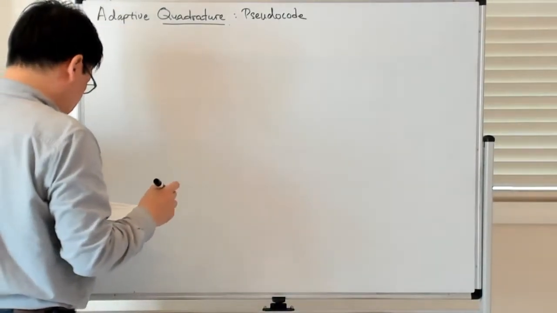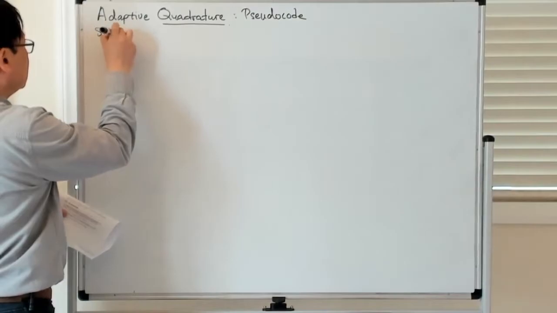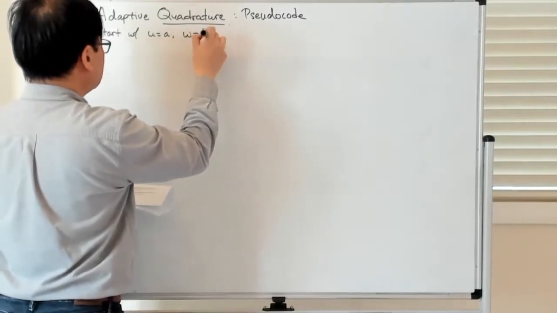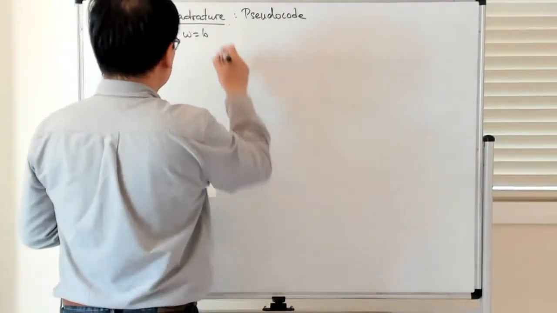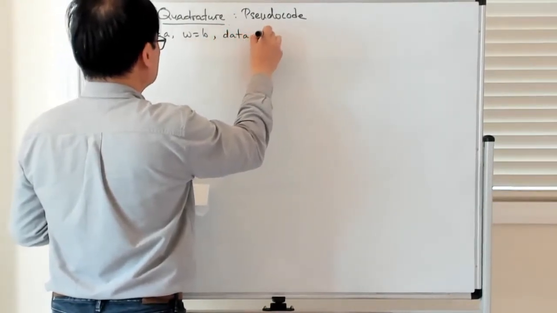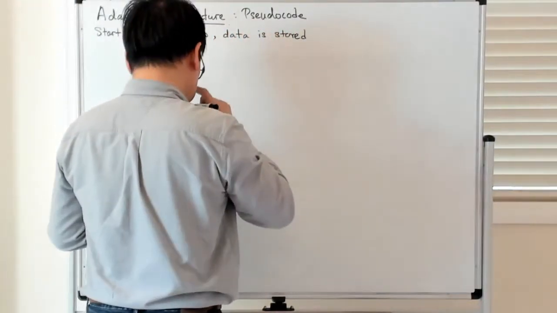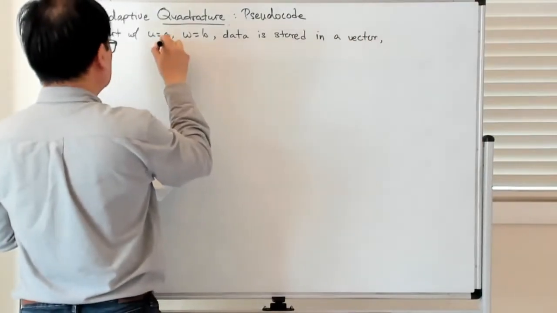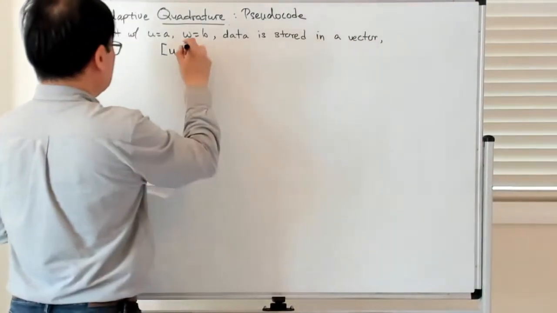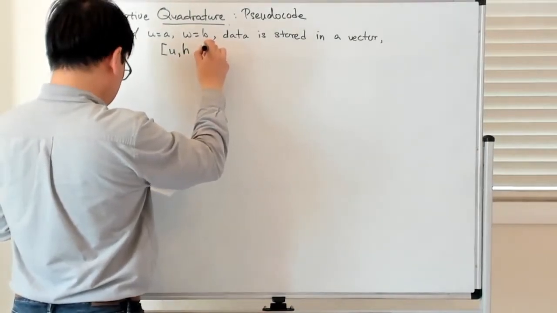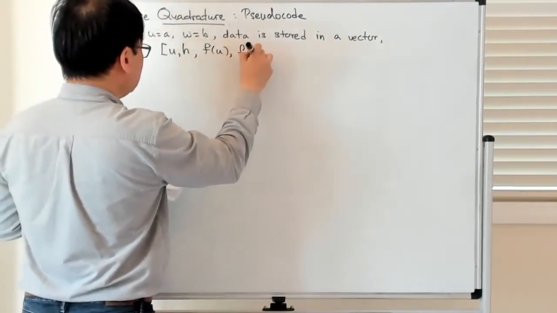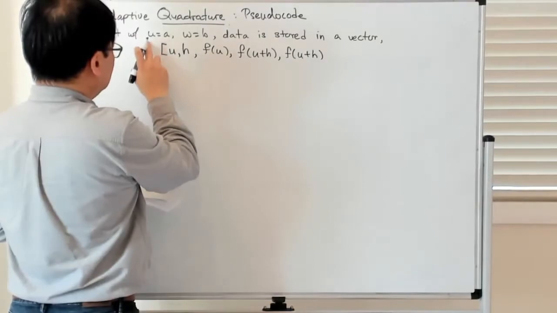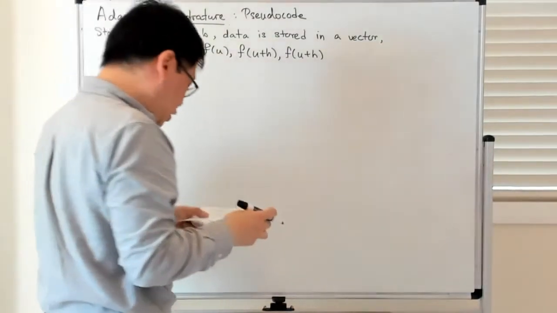So I'm going to start with u equal to a, w equal to b. That's the initial interval, and the data is stored in a vector as follows. I store the left side, the step h, f at u, f at u plus h, and f at u plus 2h. So I think of the interval from u to w as being 2 times h.